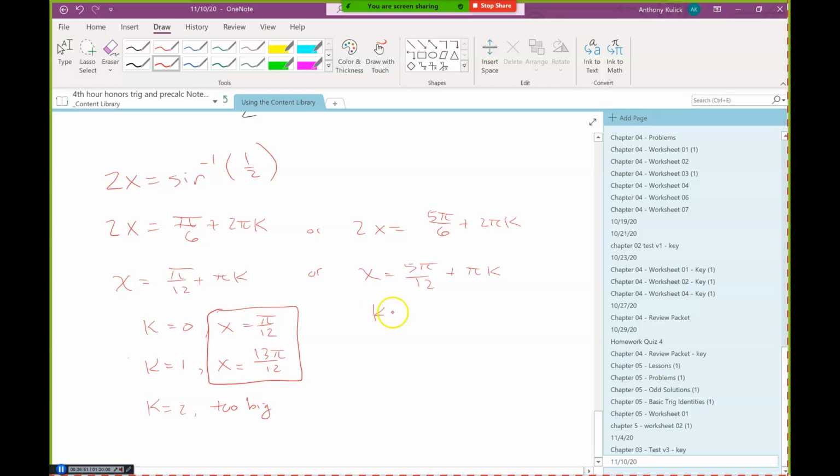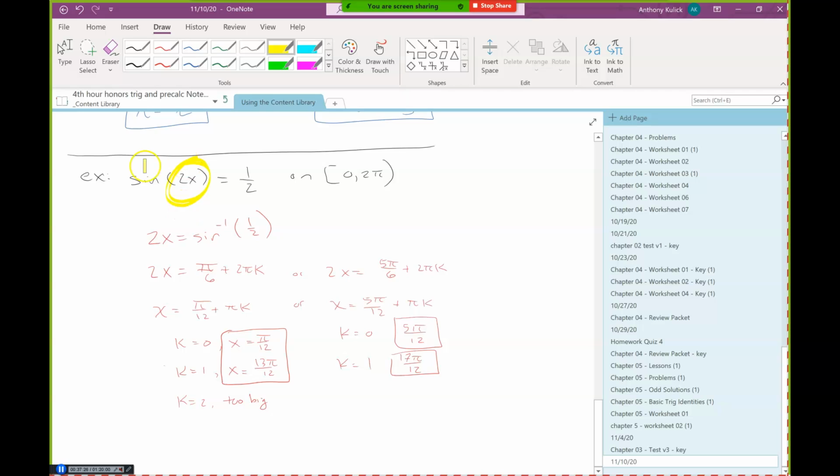Similarly over here, when k equals 0, I get 5 pi over 12. And when k equals 1, I get 17 pi over 12. If I pick any bigger k, it's too big. If I pick any smaller values of k, it's too small. It's outside of that interval from 0 to 2 pi. So I really got 4 answers here instead of maybe the predicted 2. When will that happen? Instances where we have a coefficient attached to the x. Ben?